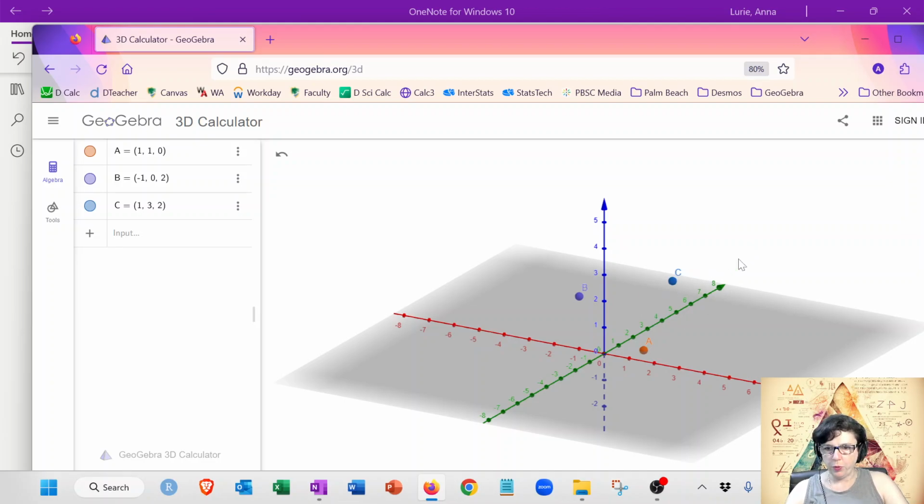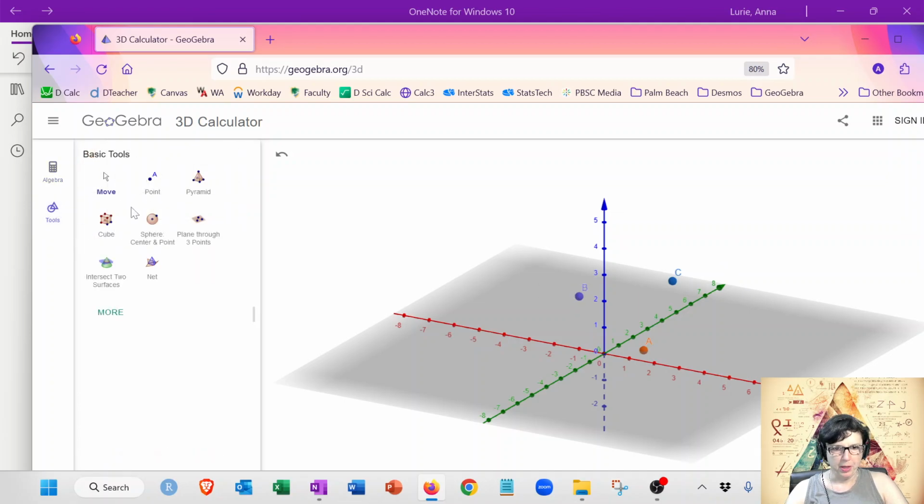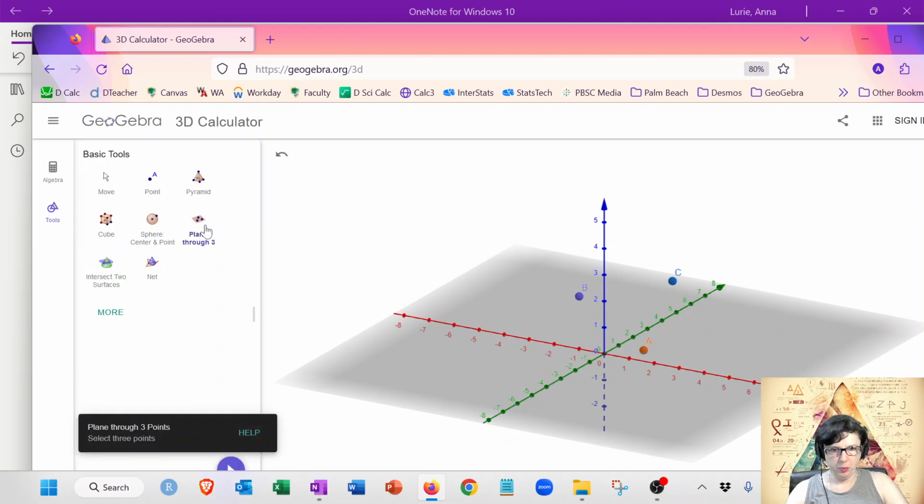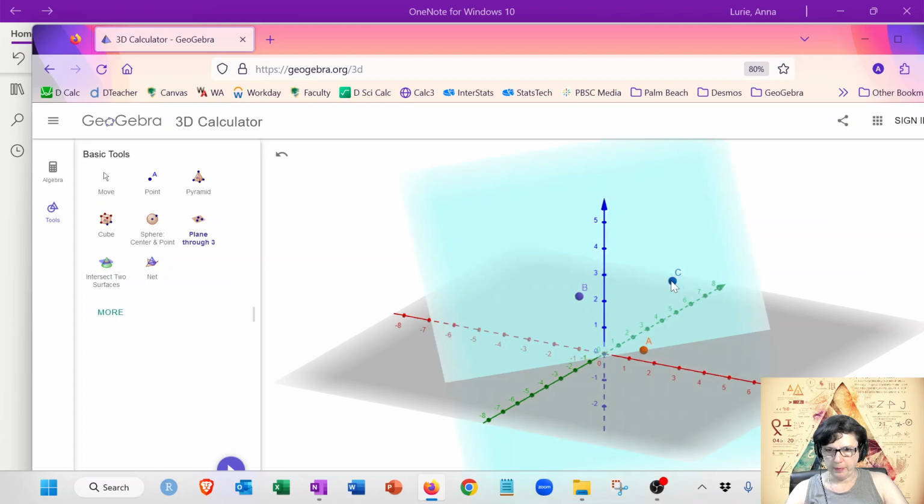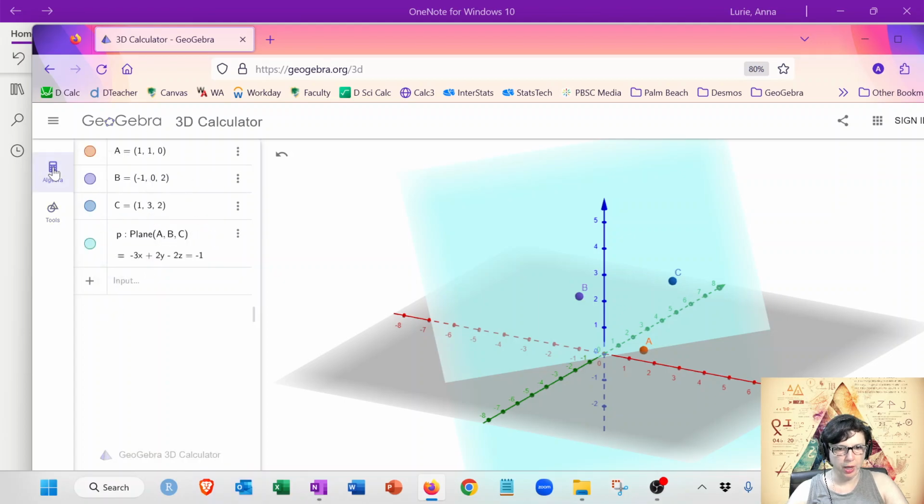Okay, so if we want to come up with a plane equation, very, very easy. If you go to tools and then you go to plane through 3 points, and then you just click on A, B, and C, that gives us the plane, right? So if we want an actual equation, we're going to go to algebra view and it gives us the equation right there, right? But how would you come up with it?